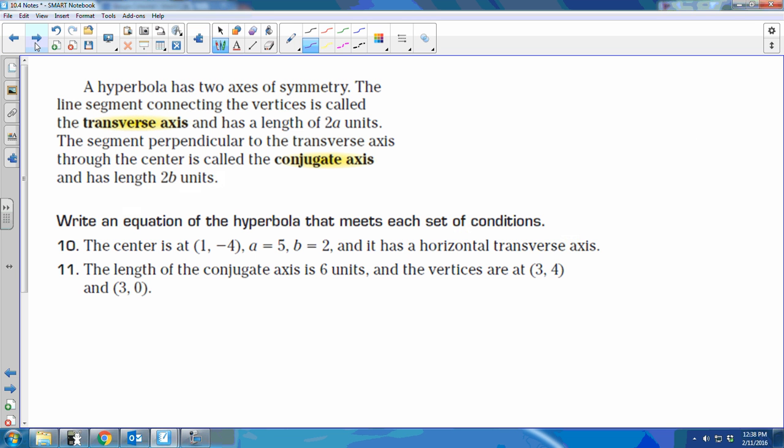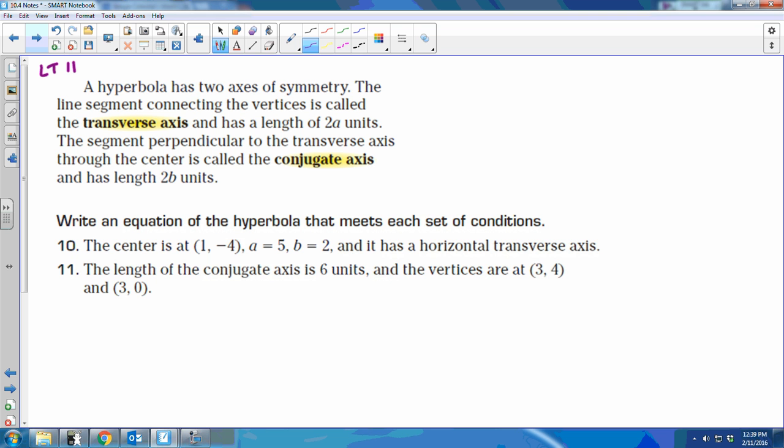Learning target 11, then. We're still writing equations. This time we're writing equations based on information that's given to us. So I'm going to remind you some vocabulary I talked about with learning target 9, and then we'll answer some questions. So a hyperbola has two axes of symmetry. In an ellipse, we call them the major and minor axis, but that's not what they're called here.